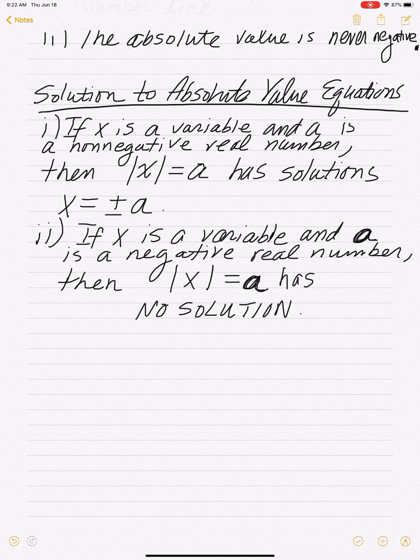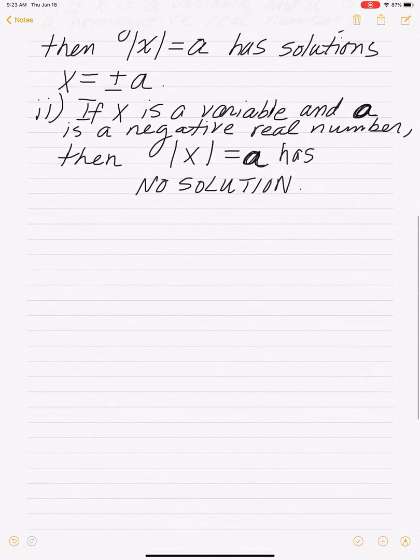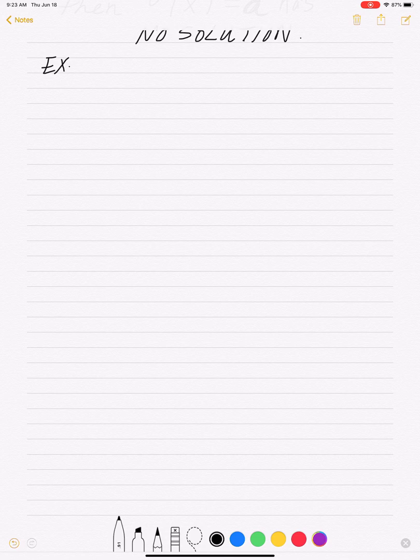All right, so we want to use these facts in this method for finding solutions to absolute value equations. Now let's get straight to it. Now I'll just do some exercises. Our instructions will be solve the equation.